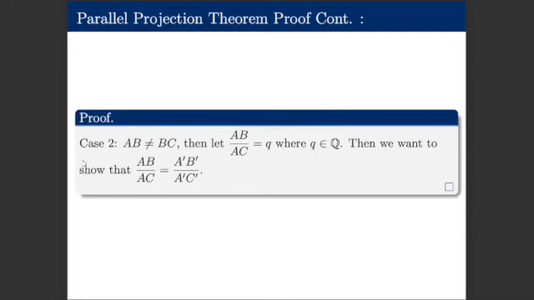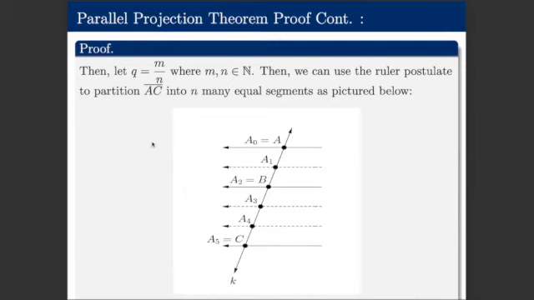Okay, so now we're going to look at case 2, which is when AB is not equal to BC. So we let there be some rational number Q that represents AB over AC. And then we are trying to come back to the bigger picture and show that AB over AC is equal to A prime B prime over A prime C prime when this is some rational number Q. So Q can be represented by two natural numbers, M over N. And then we are going to apply the ruler postulate to partition our segment AC into N many equal segments. The important part in this is that they're equal segments.